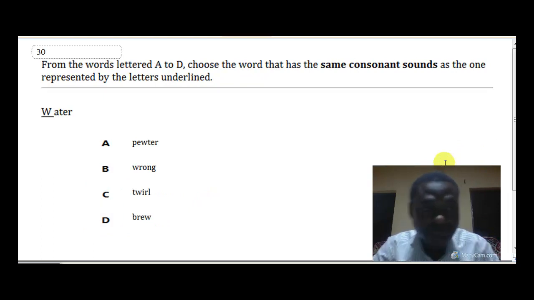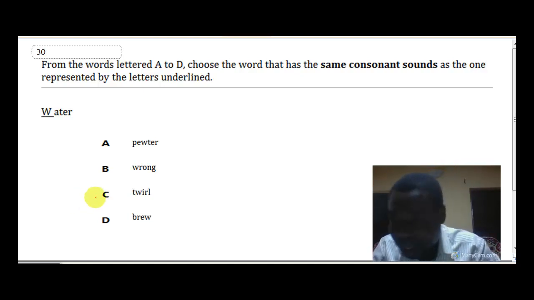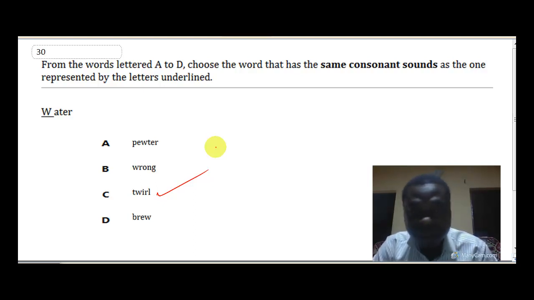Okay, question 30. Water. What is the sound underlined here? W. So which of the options contains W? Or in which of the options is W pronounced? A, pewter. W is not pronounced there. B, wrong. W is not pronounced in wrong because the first sound in that word is R. Clearly, option C is the answer because it is in it that W is pronounced. It is not pronounced in brew. So option C will be our answer. Question 31.